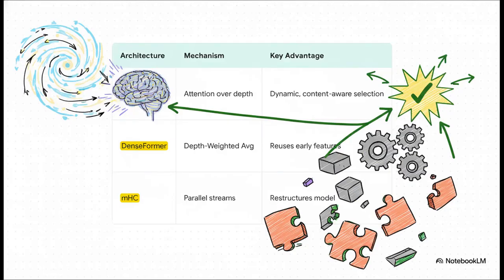So where does AttnRes fit in with all the other modern approaches? Well, you've got stuff like DenseFormer, which uses static weights, but AttnRes is totally dynamic and content-aware. And then there's mHC, which forces you to completely redesign your model. AttnRes, it's just a simple drop-in replacement. It gives you this incredibly powerful solution with the least amount of friction.